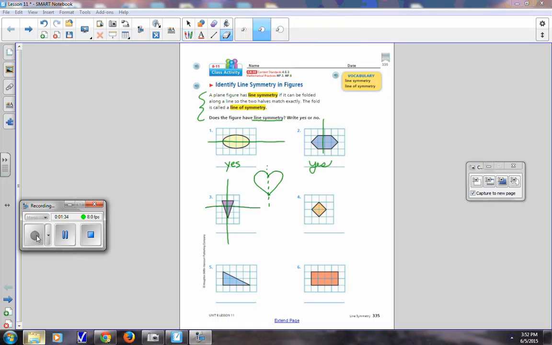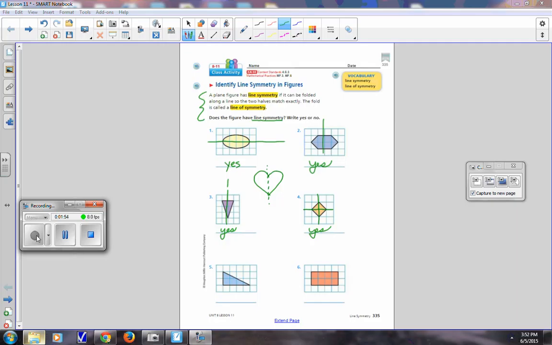No. But if we fold it, it only has to have one, and this would be the line of symmetry. So yes, this has symmetry. Does this one? Yes, we can fold it multiple ways. So yes.